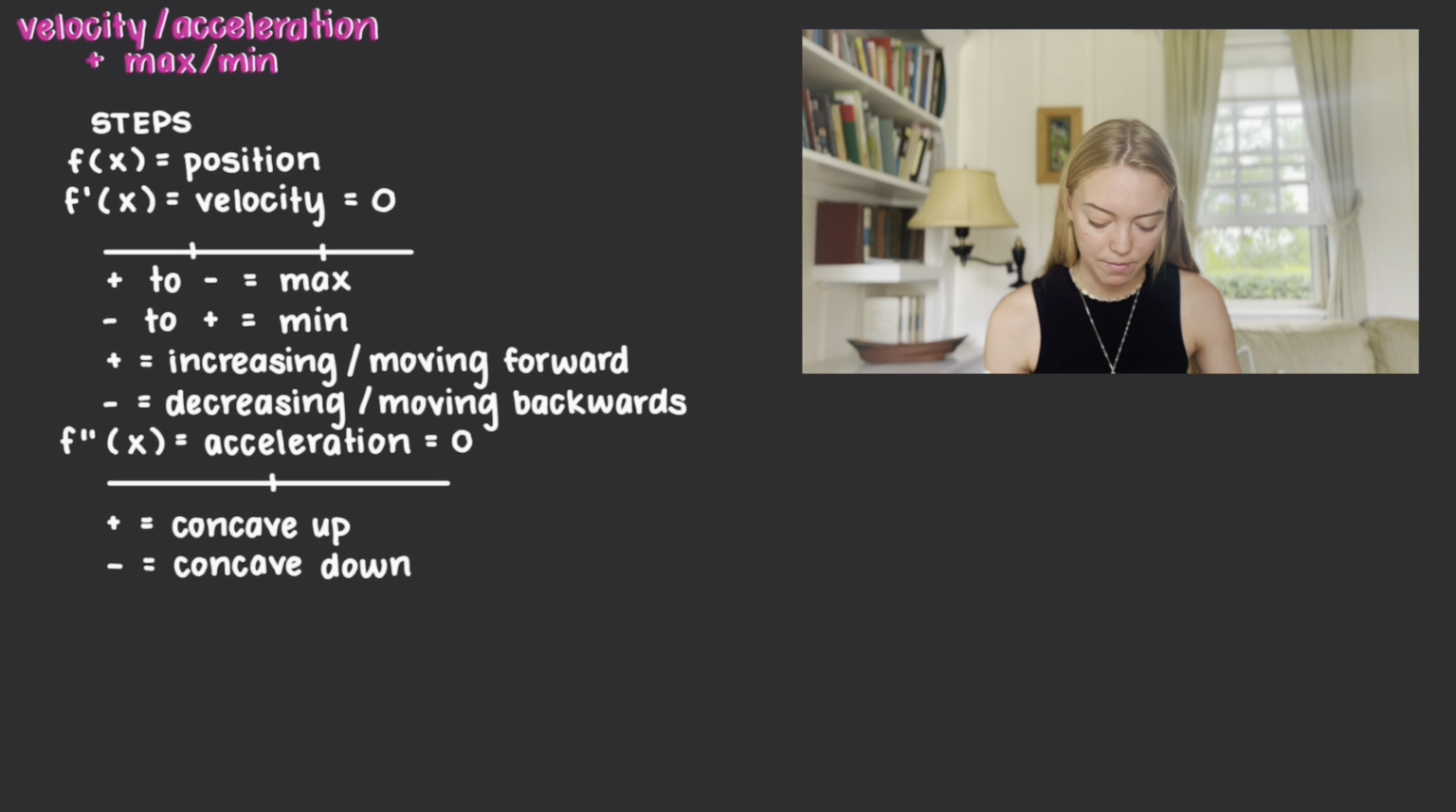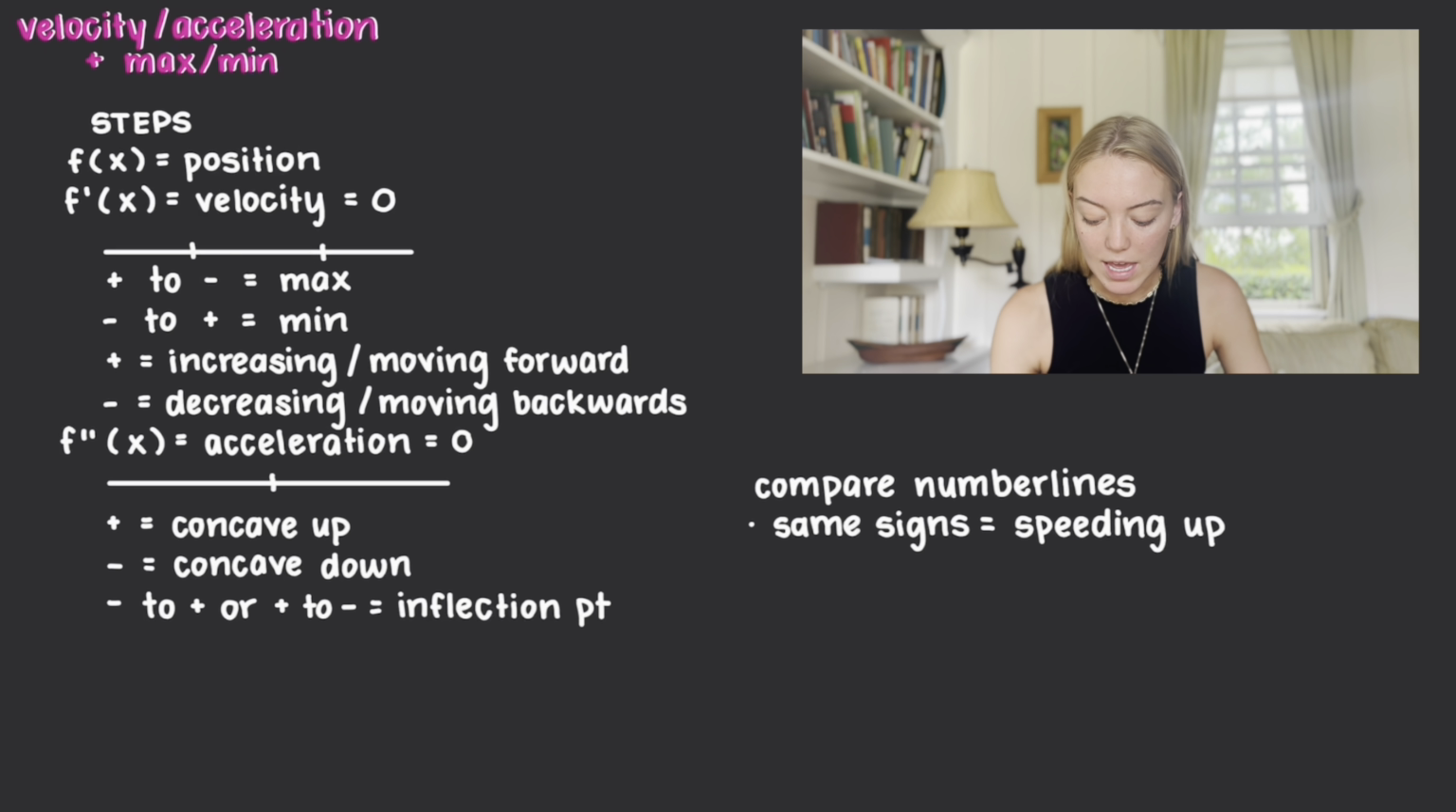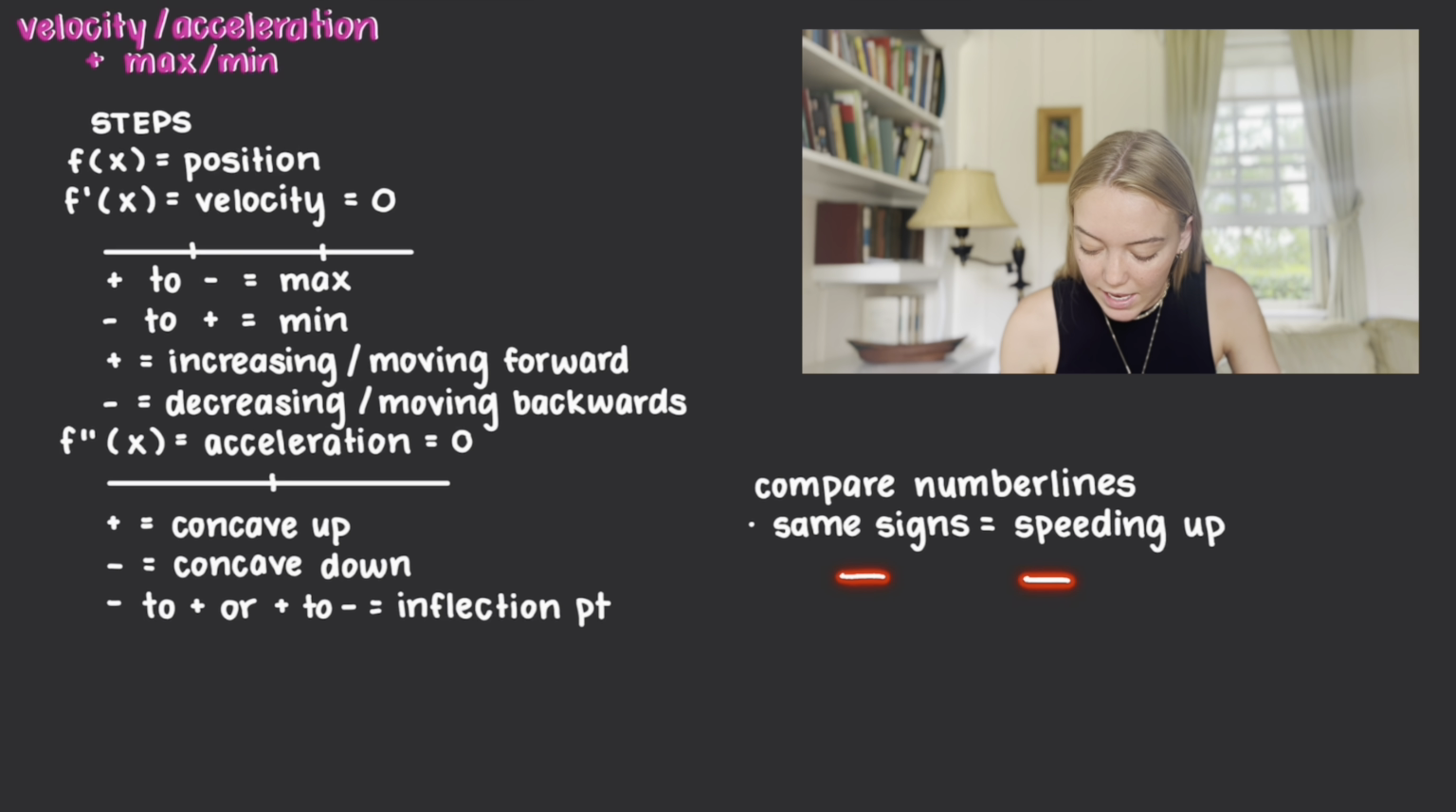The last thing that they can ask you about is speeding up or slowing down. You're going to have to compare number lines. If it's the same sign, it's speeding up. Even if it's a negative and a negative, like if the velocity is negative and the acceleration is negative, even though it's negative, it's still speeding up because the signs are the same. If the signs are different, they're slowing down.